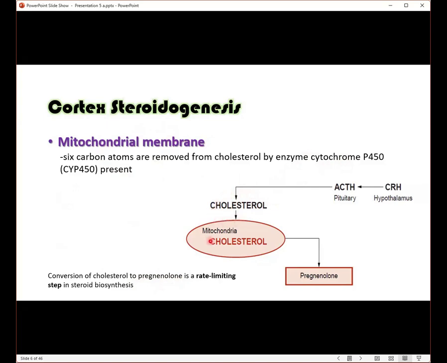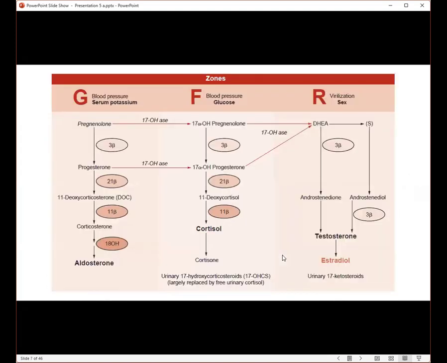It will now enter our mitochondria, and inside the mitochondria, pregnenolone will be produced. Take note that the conversion of cholesterol to pregnenolone is a rate-limiting step in steroid biosynthesis. That means the amount of steroid produced will be based on the available pregnenolone. As you can see in our illustration, it all starts in the hypothalamus. Corticotropin releasing hormone stimulates production of ACTH, and ACTH facilitates the conversion of free cholesterol into pregnenolone, which is the rate limiting factor of steroid biosynthesis.